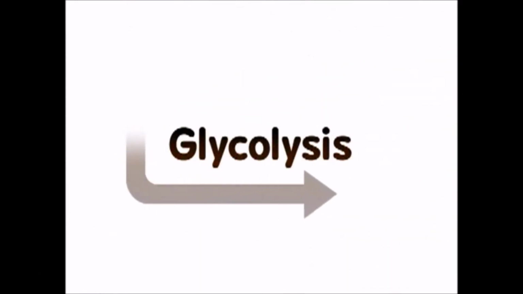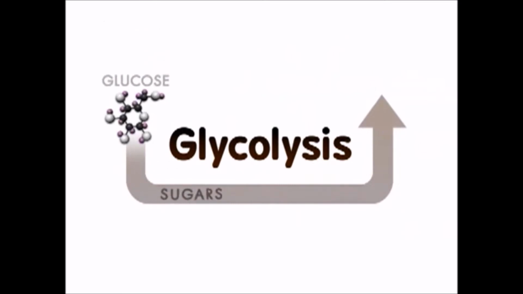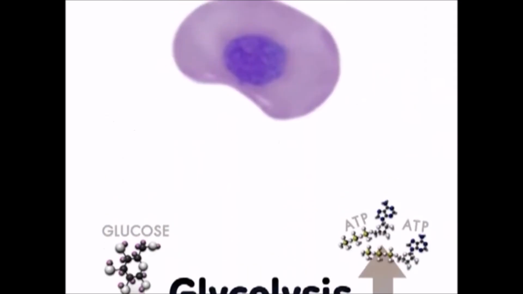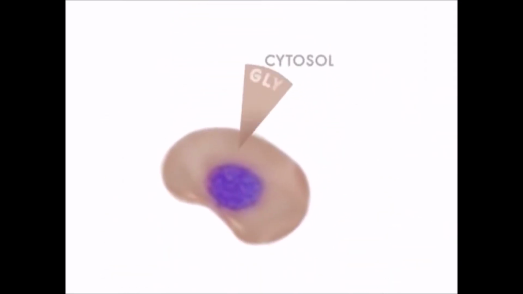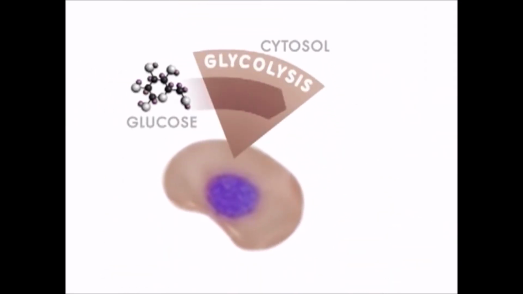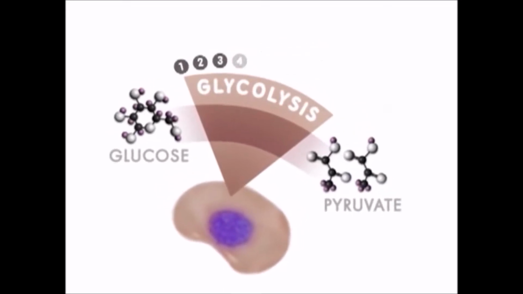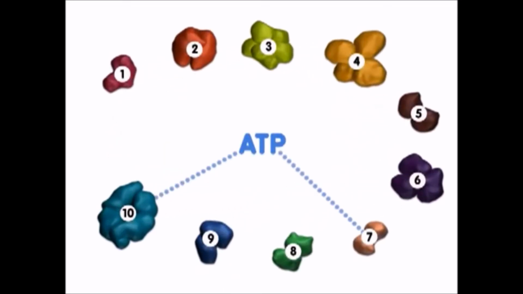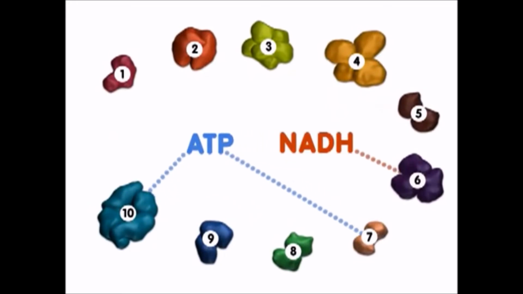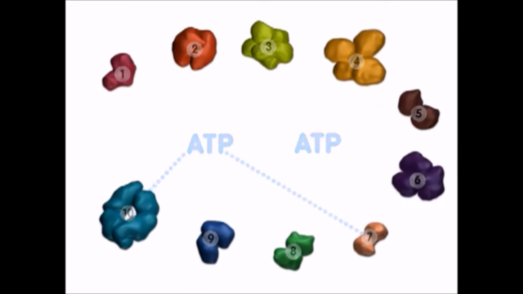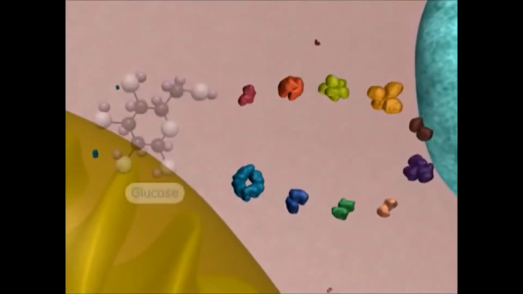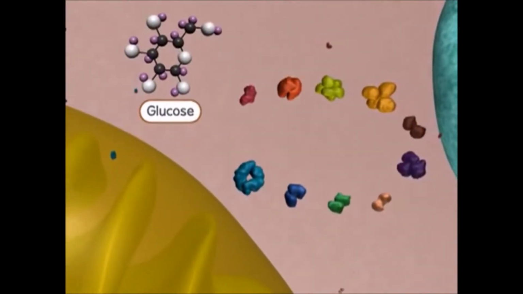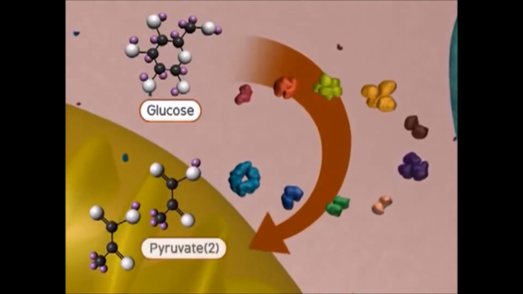Glycolysis is one of the pathways cells use to transform sugars like glucose into biochemical energy in the form of ATP. In the cytosol of the cell, glycolysis converts glucose into pyruvate through a series of 10 enzymatic reactions. This process produces ATP, along with other products such as NADH, that can be used later to produce even more ATP for the cell. Let's watch as these enzymes oxidize one glucose molecule into 2 pyruvate molecules.